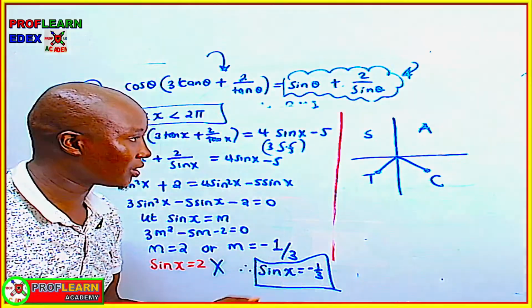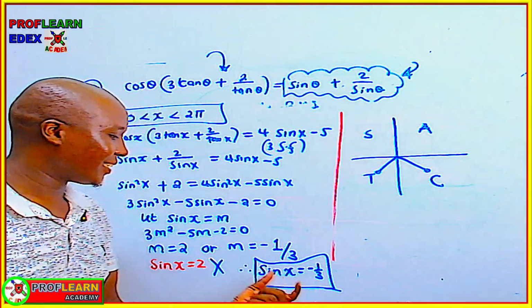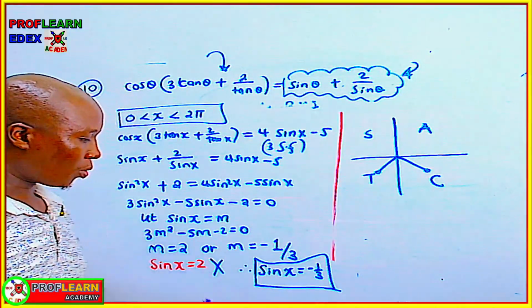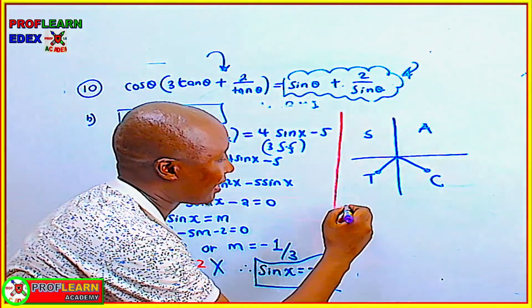So if sine is positive, you use this quadrant and this one. But if we are saying sine is negative, it is in the fourth quadrant and the third quadrant. So once you've gotten that, we are good to go. You have identified that.